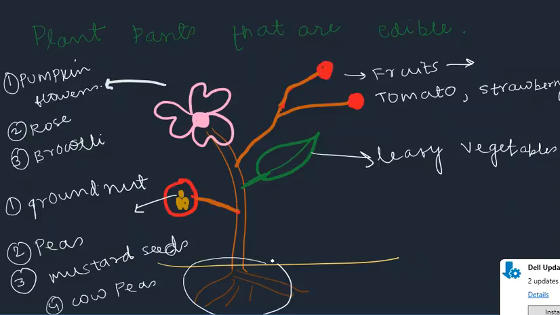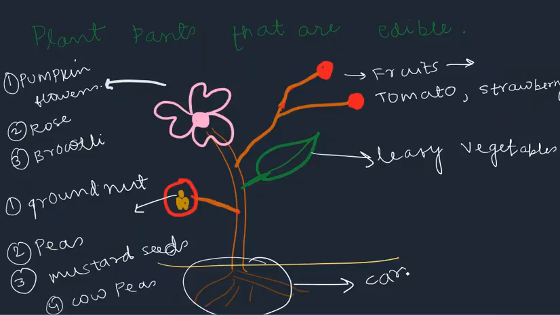And now we also consume the roots. The roots which we consume are, first, carrot. The carrot is grown under the ground, so we consume the root of the plant. So the carrot is nothing but a root of a plant. Then the next one is the potato, then onion, etc.